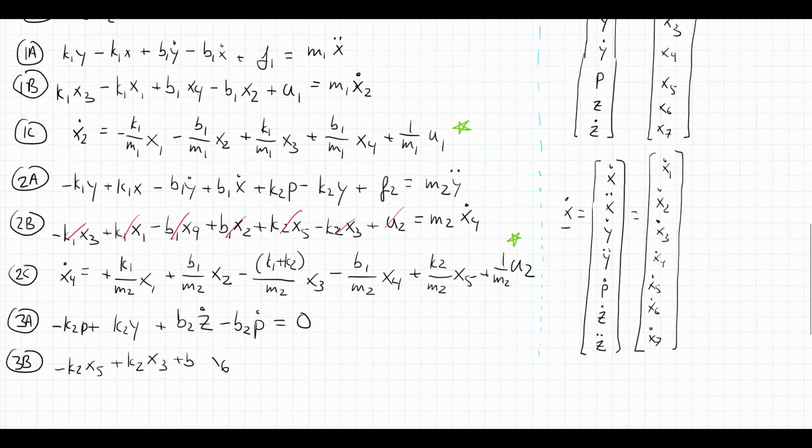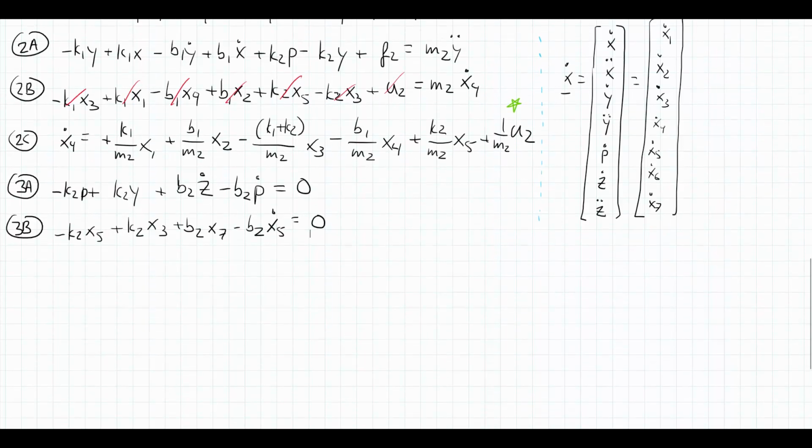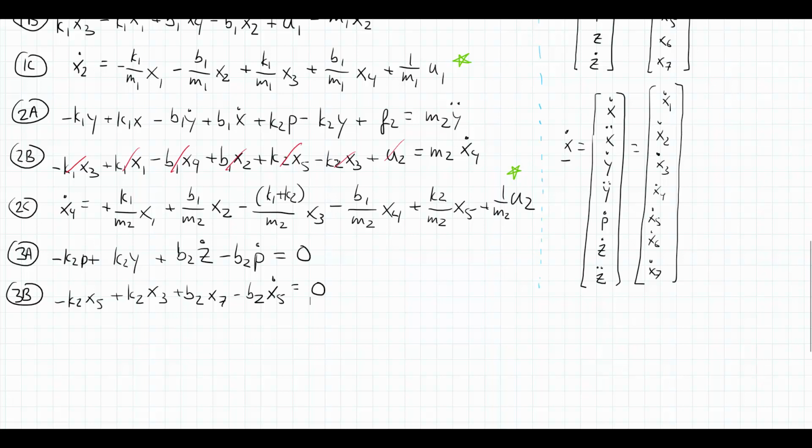So let me go back here. z dot is x7, and p dot, it doesn't appear as a state variable, it only appears as x5 dot. So I have to rewrite it that way. All right, so 3b does look a little bit different, again, because it's that node. It looks different than what we saw in 2b and 1b. But if we look at it, it is still in a form that I want.